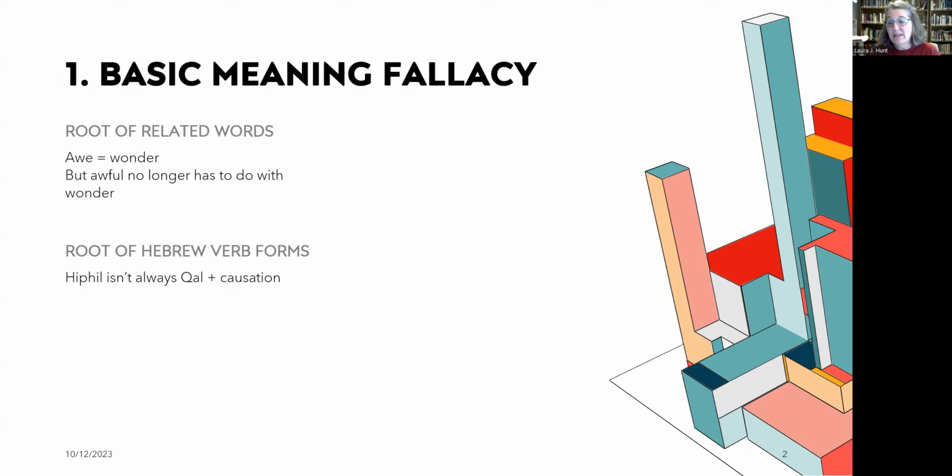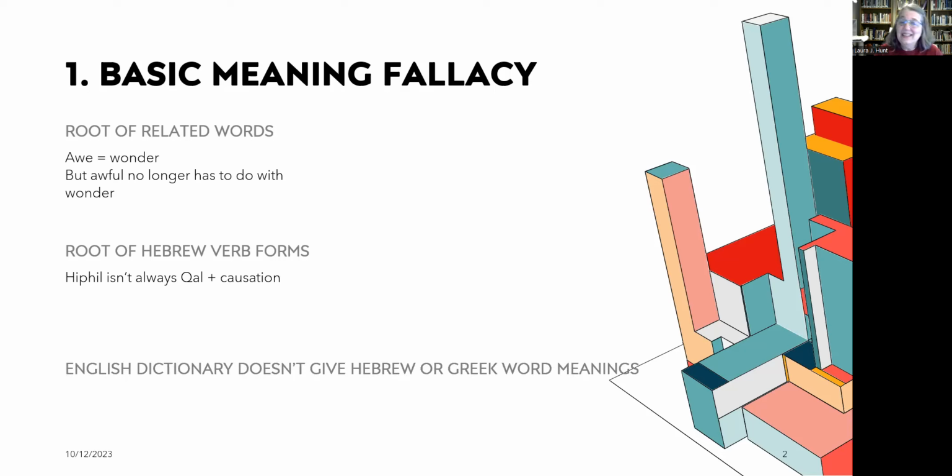The Greek word for apostle, apostolos, comes from the verb apostello, which means to send. But that doesn't mean that every time an apostle is mentioned, that she or he is being sent somewhere. Okay, another example of the basic meaning fallacy. The English dictionary doesn't give Hebrew or Greek word meanings. And so one way we can see that is when we look at the word head in English.